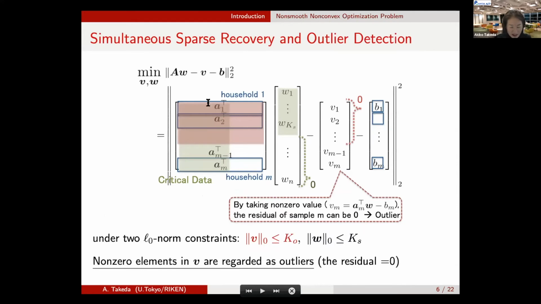Another example is like this. This example looks the same as the previous one if we ignore V, the additional vector variable, because V corresponds to the outlier detection part. So this example is for simultaneous sparse recovery and outlier detection. Because of this L0 norm constraint for W, we can do sparse learning, sparse optimization, as I explained in the previous slide. And by including one additional vector V, we can do outlier detection.